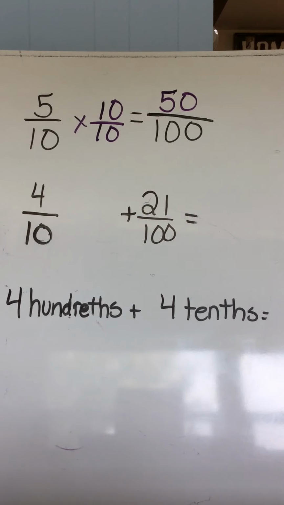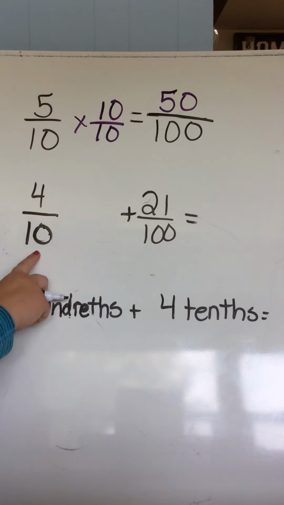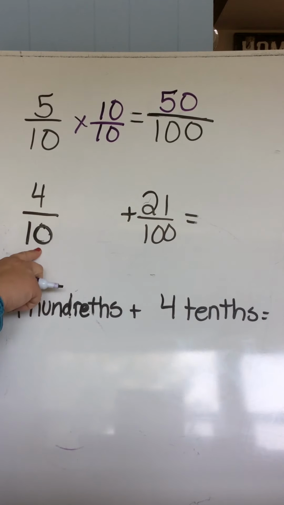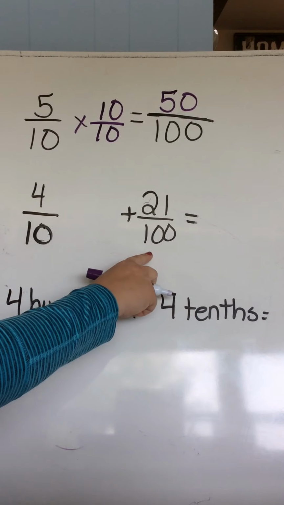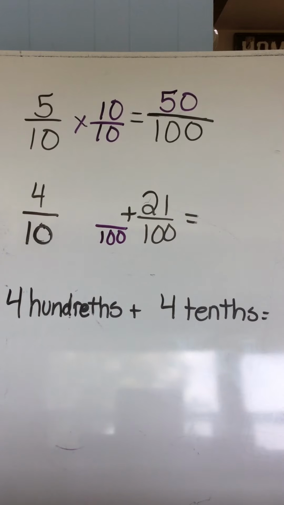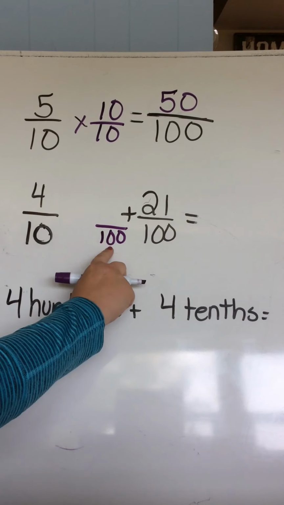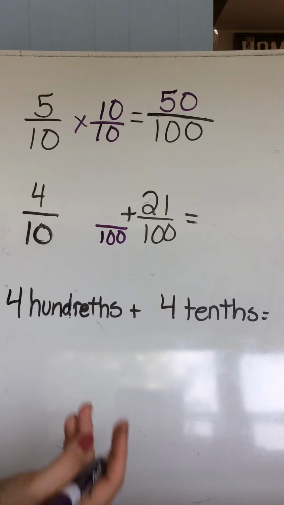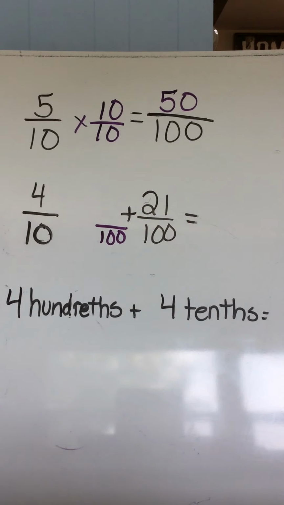All right, now let's actually look at an addition problem. We have 4/10 plus 21 100ths. Problem here is they do not have the same denominators, so I cannot add these two fractions together. I have to find an equivalent fraction for 4/10 that has a denominator of 100ths. So I'm going to go ahead and put 100ths here because that's my goal. I want to get a denominator of 100ths so they can both have the same denominator. They're parts of the same whole. I can add them together.